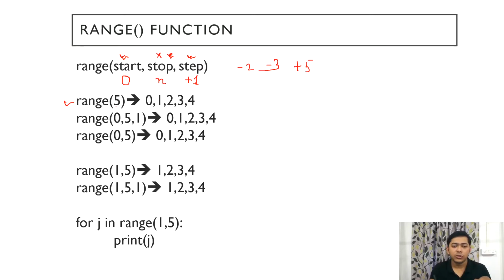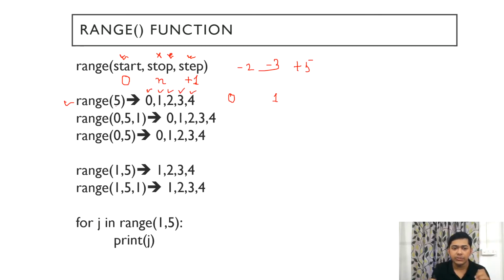Fine. So here you see 0 1 2 3 4. Why 0 1 2 3 4? Because 5. The start value is 0. I have not given the start value, so it will take 0. I have not given the step value, so it is 1. So the first value is 0. 0 plus 1 is 1. 1 plus 1 is 2. 2 plus 1 is 3. 3 plus 1 is 4.